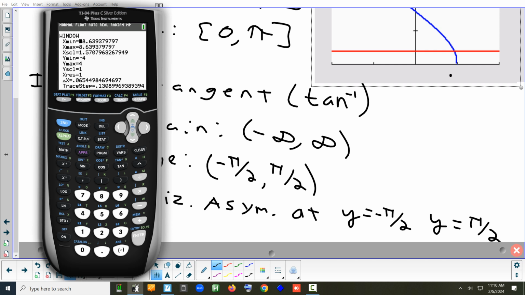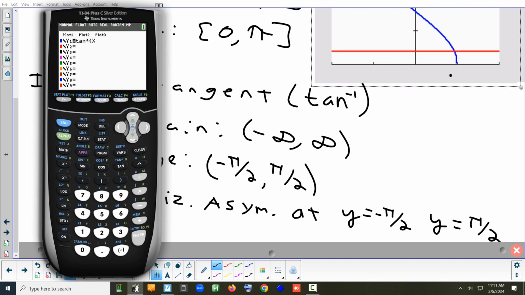So domain, well, it's going to go forever left and right. So negative 8 to 8, whatever those numbers are, that's probably fine. Pi over 2 is about what number? I'd say the best point of that is 2. It's a little bit above 1.5, but below 2. Yeah, so it's really like negative 1.57 to 1.57. So I'd go negative 2 to 2.